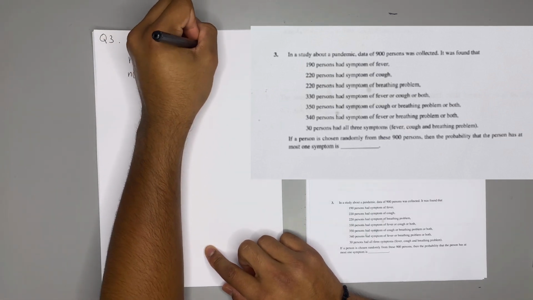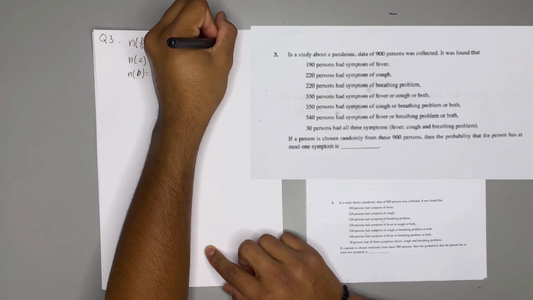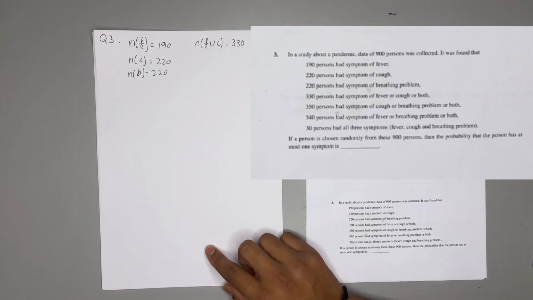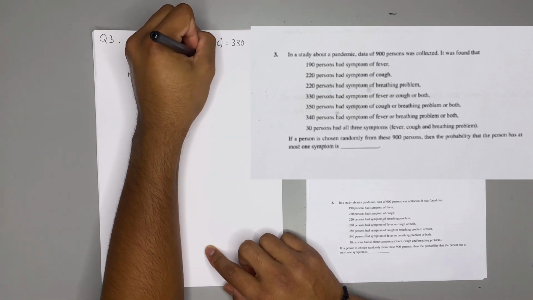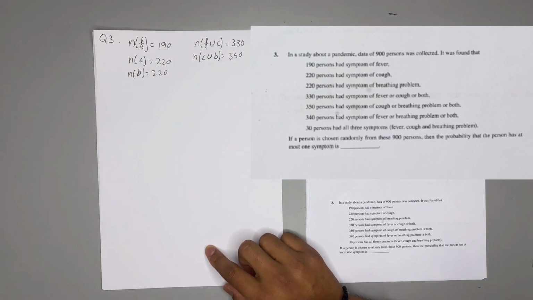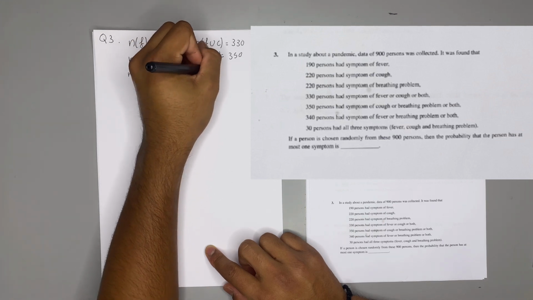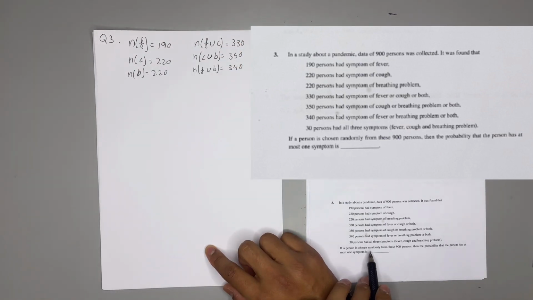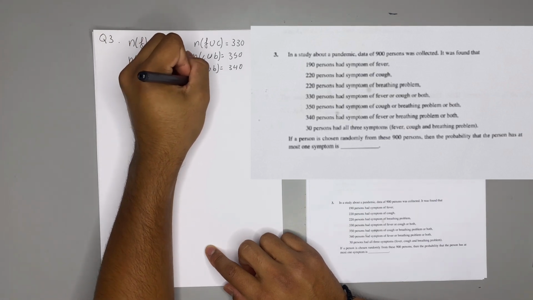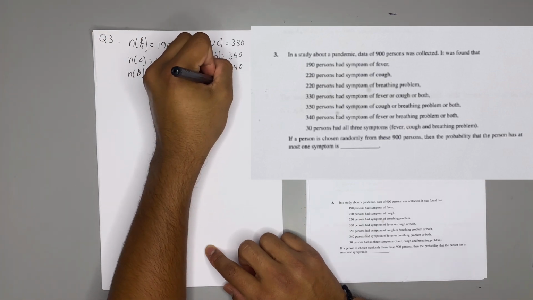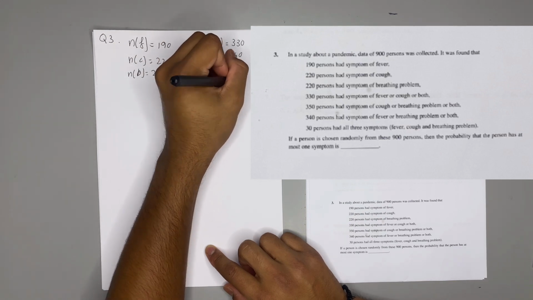330 persons had symptoms of fever or cough, or both. Writing this down, N of fever or cough was 330. 350 persons had symptoms of cough or breathing problem, or both. N of cough union B would be 350. And N of fever or breathing problems, F union B, equals to 340. Lastly, 30 persons had all three symptoms. N of F, C, B equals to 30.